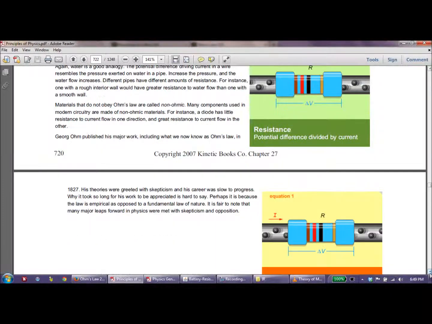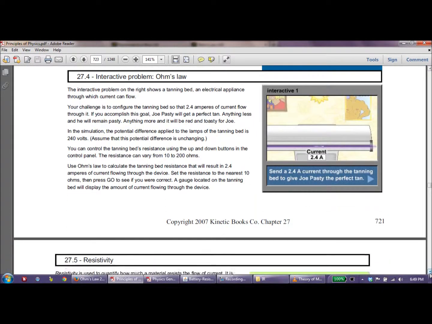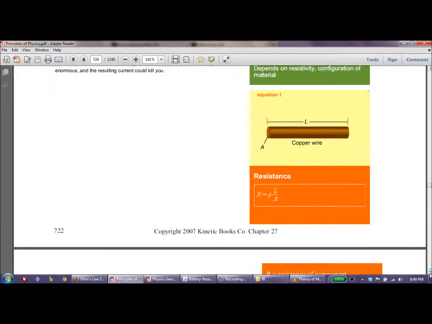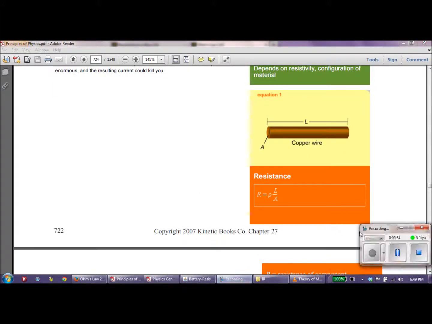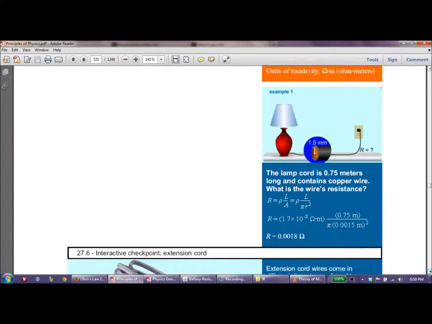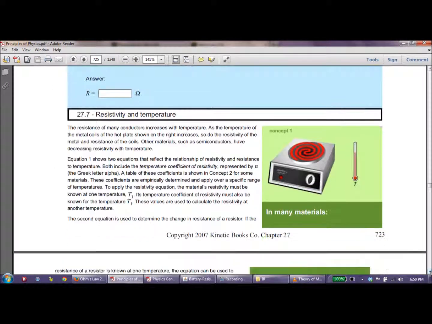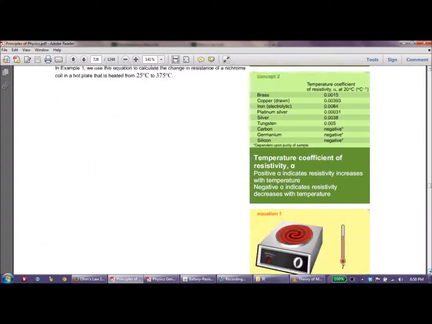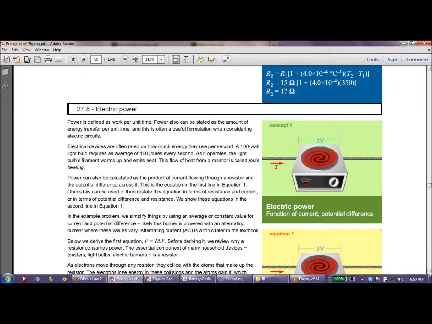And then we move on from there to talking more about resistance and looking at something called resistivity. We're going to talk about all these things as we go along. And after that, we're going to look at what happens to resistance and temperature. And then beyond that, we look at something important, electrical power, which has a lot of examples.